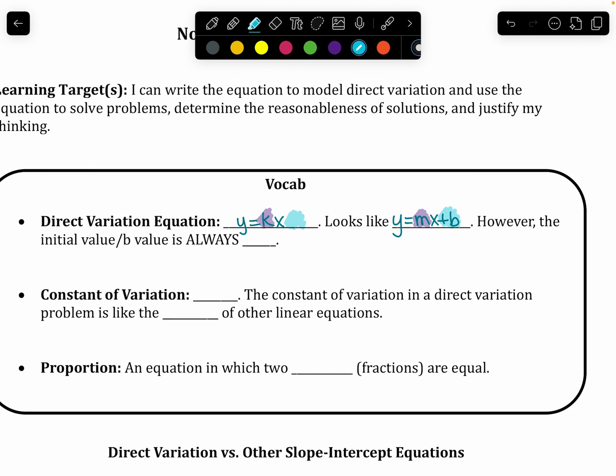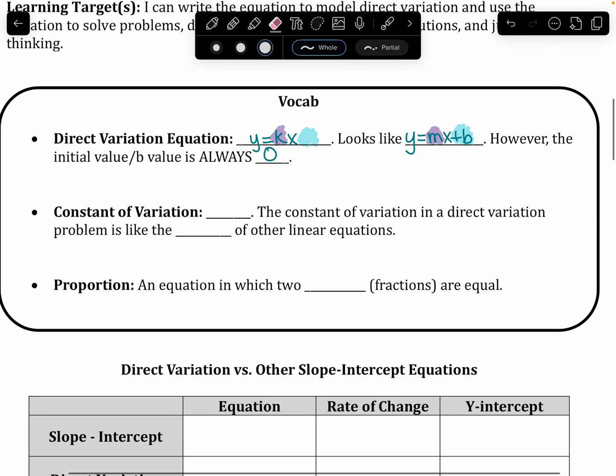And the reason that there is nothing there is because the initial value, or b value, for direct variation equations is always going to be 0, always. Okay, so you can think of a direct variation equation in the form of y equals mx plus 0, where m and k are the same thing. We won't use m though, we will use k specifically because that is what you use for direct variation.